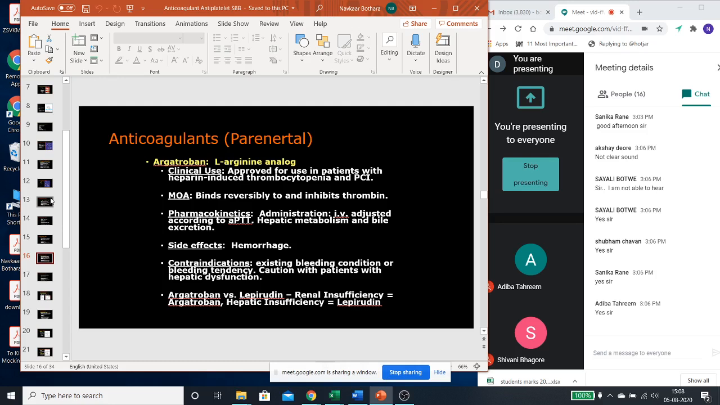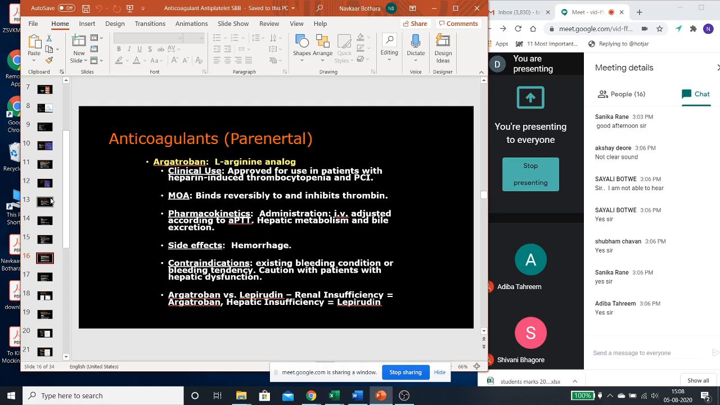It is approved for use in patients with heparin-induced thrombocytopenia. The mode of action is that it binds to and inhibits thrombin, just like heparin-like action. It is administered intravenously according to the activated prothrombin time. It undergoes hepatic metabolism and is excreted in bile.